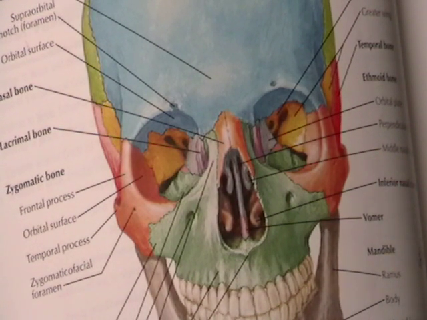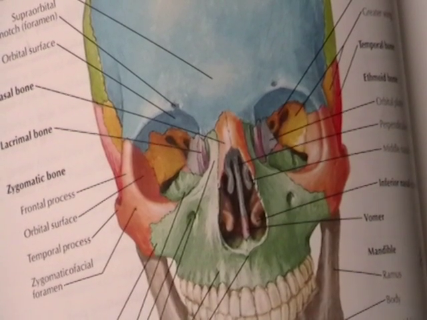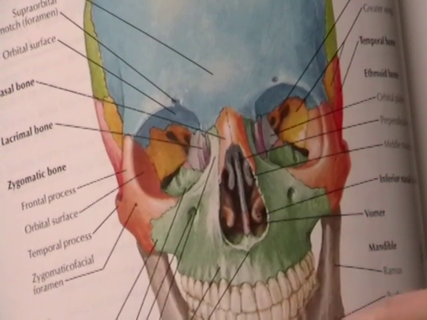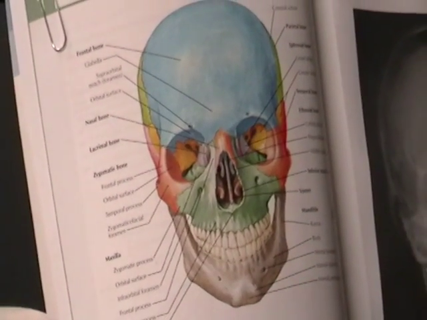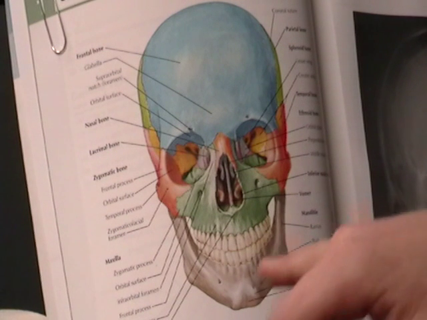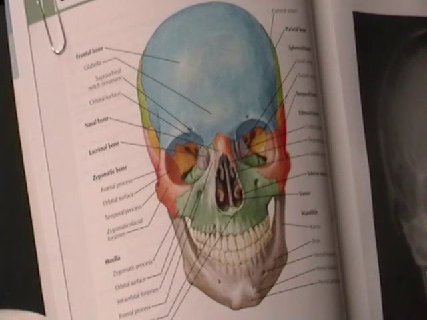And then if we work our way down, the last bone of the skull that we haven't talked about yet is the mandible. The mandible is the lower portion of your jaw, and this is the only bone in your skull that is freely movable. It's the only bone in your skull that's freely movable.